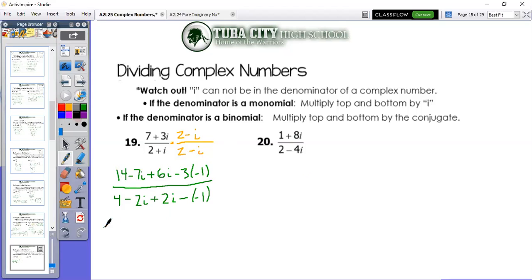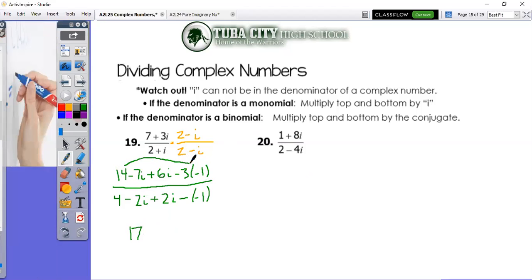So, okay, let's see. 14, and this is going to become a positive, so it's going to be +3. So that's going to be 17. So I'm adding this number to this number here. And let's see, -7 plus 6i, it's going to be -i. All right, now these two are going to cancel out because they're both opposite terms. And 4 plus 1 is 5. All right, I skipped a few steps there, but hopefully I didn't lose you.